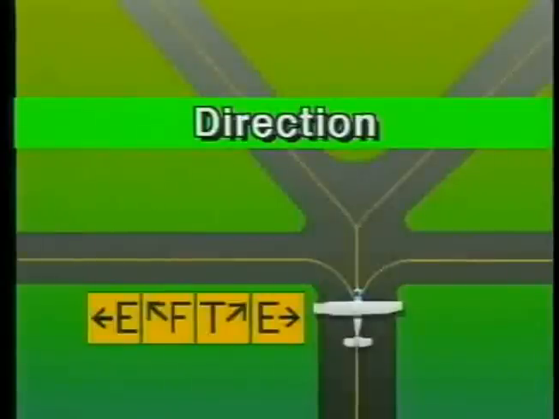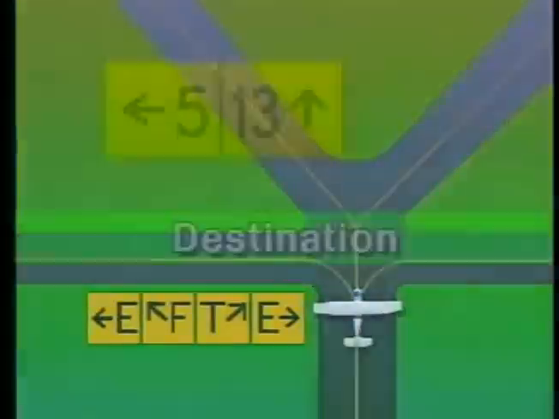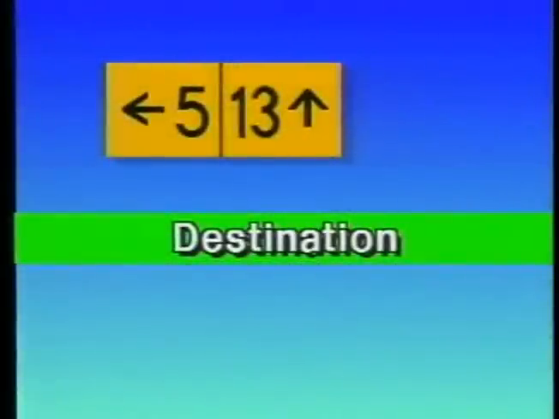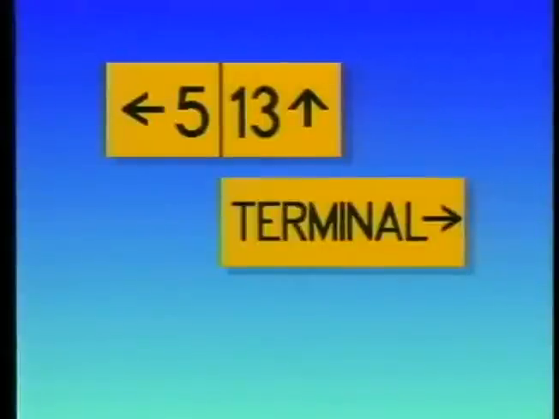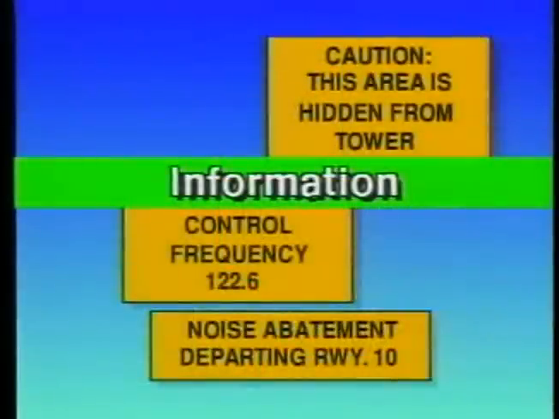Direction signs have the same black on yellow markings and contain arrows, which indicate the direction of taxiways leading from an intersection. Destination signs indicate the general direction to remote locations such as runways, terminals, military areas, civil aviation areas, and fixed base operators. Signs advising you of nice-to-know items are referred to as information signs.